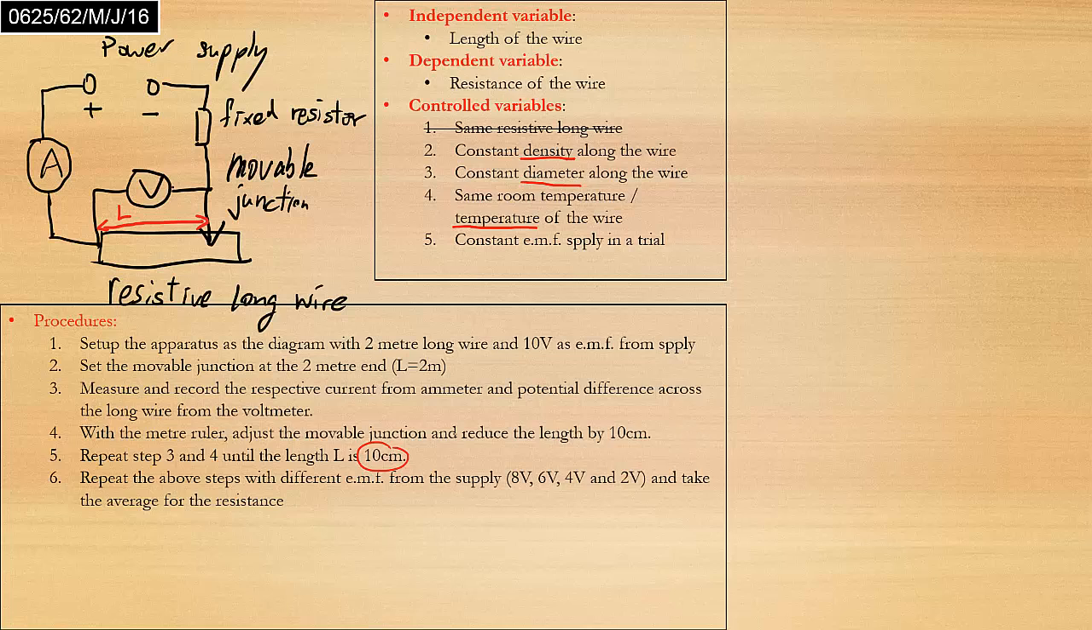However, you should try to avoid doing 0 cm, because in that case, the current will be extremely high, if you think about it. And the voltage, of course, will be 0, but if the current is too high, then it may not be so good for your experiment, because you get the wire so hot. So try to avoid the shortest length.